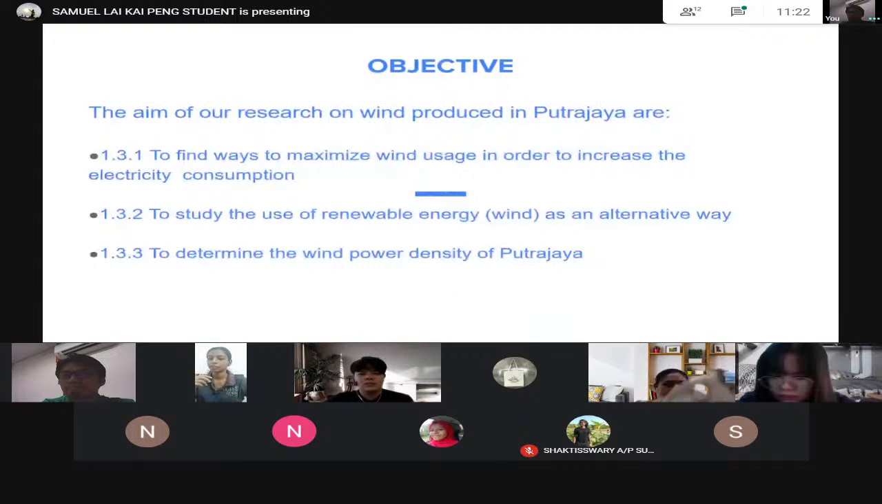Our objectives: the aim of our research on wind produced in Putrajaya is, first, to find ways to maximize wind usage in order to increase the electrical consumption. Second, to study the use of renewable wind energy as an alternative way. Third, to determine the wind power density of Putrajaya.